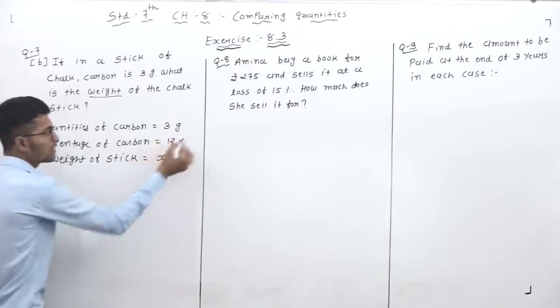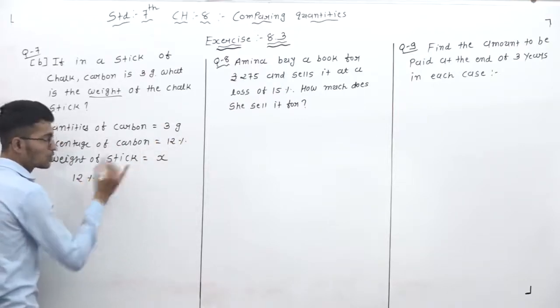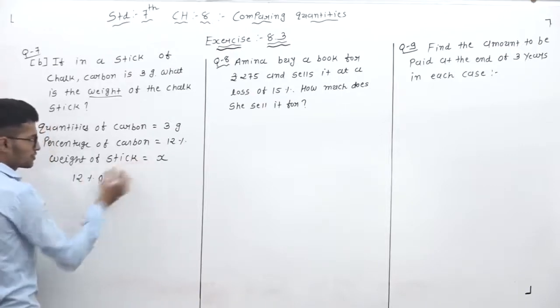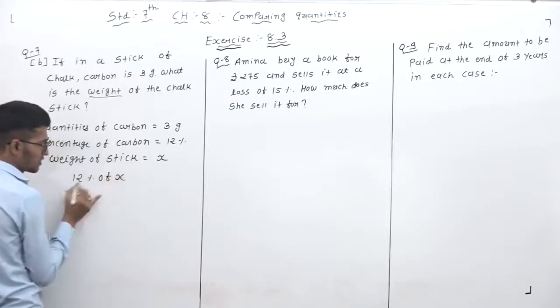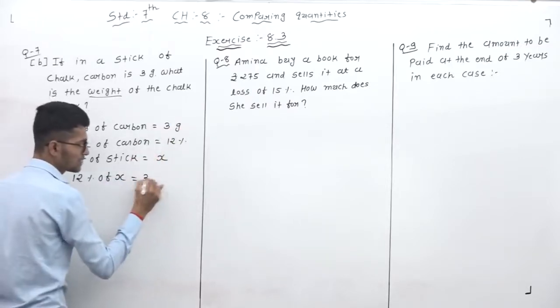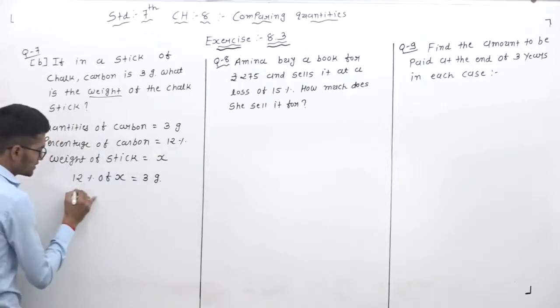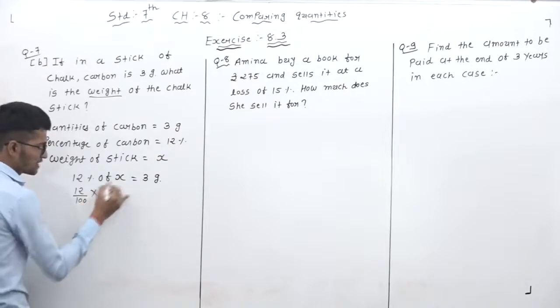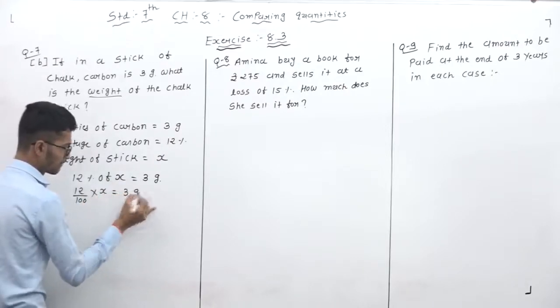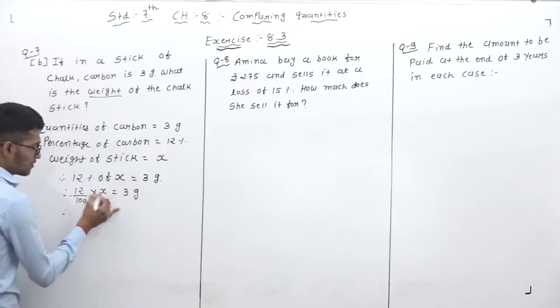So first of all, 12% of the total weight. What is the total weight? The total weight is x. So 12% of the total weight, x, is equal to the given weight, which is 3 gram. Understand? Clear? Here 12 is given, the percentage sign is removed, which means 100. Of means multiply, and x is equal to 3 gram. We will find the value of x.